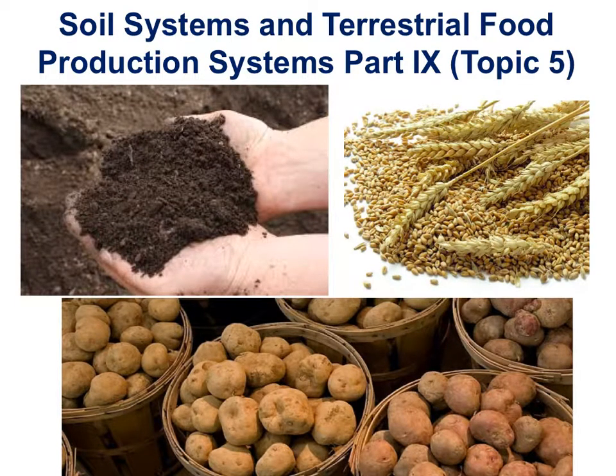IB ESS, Soil and Terrestrial Food Production, Part 9, will examine the sustainability of terrestrial food production systems. The essential idea is the sustainability of terrestrial food production systems is influenced by socio-political, economic, and ecological factors.